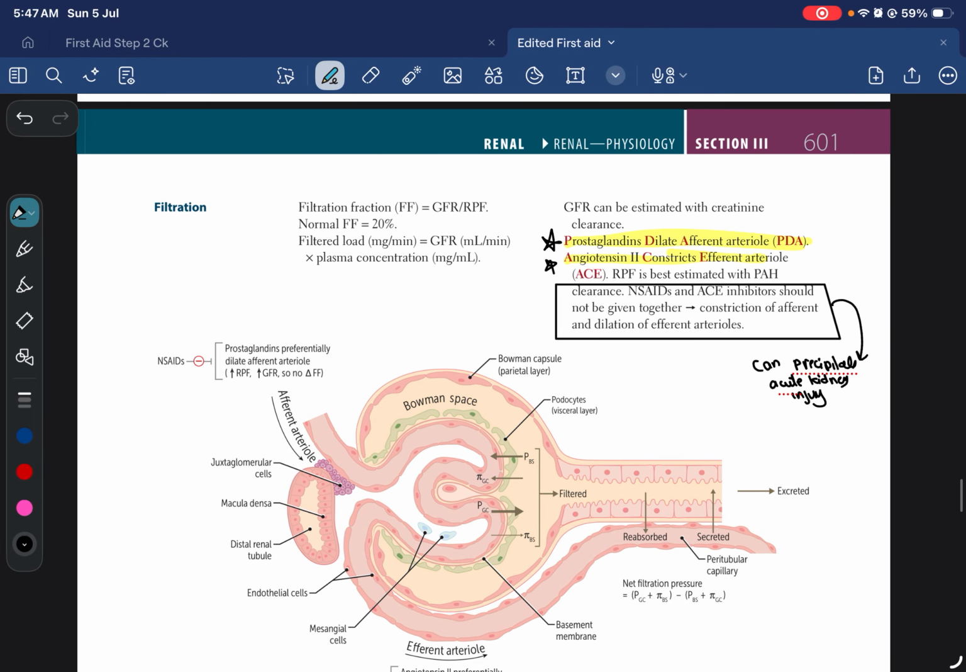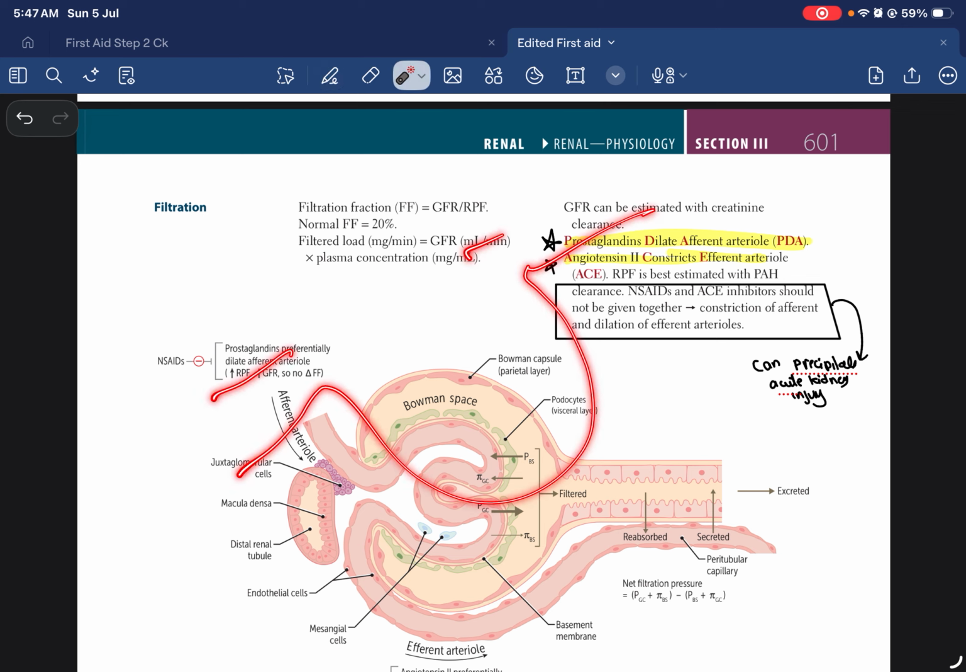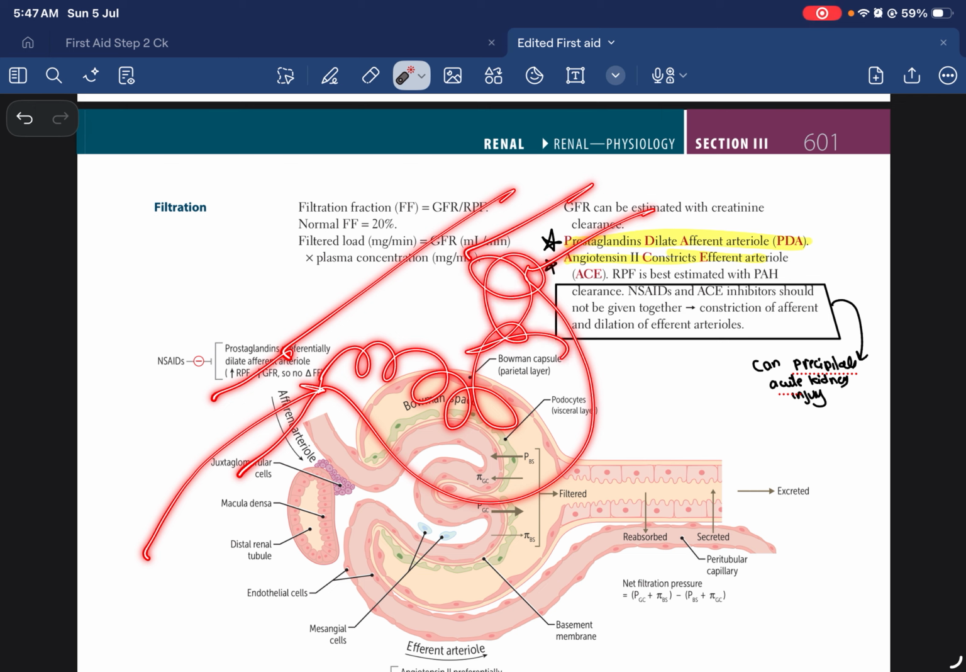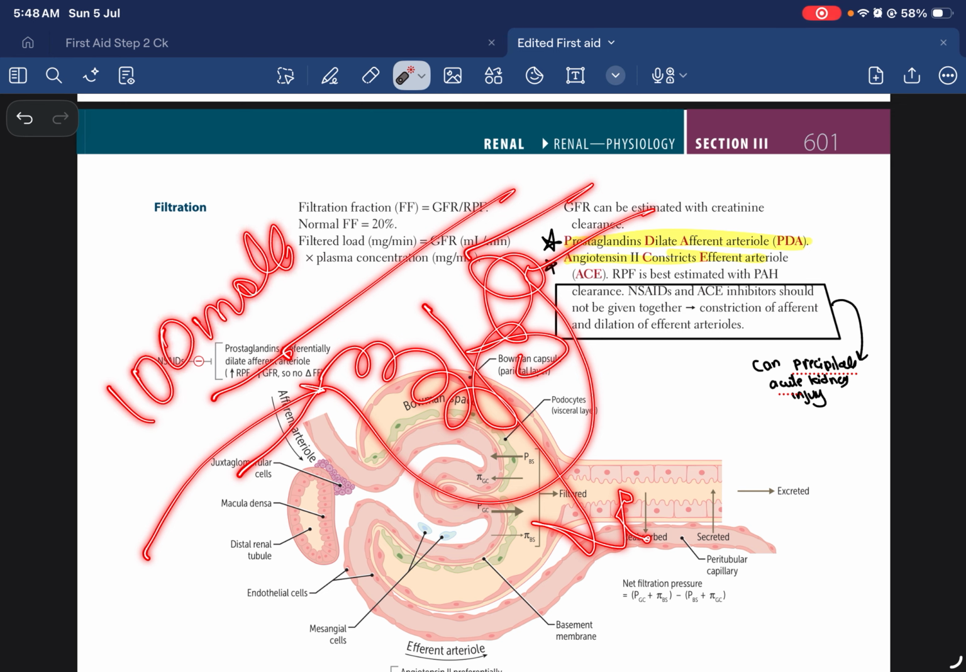Okay, so now we're going to be discussing filtration. As we all know, filtration is simply that content comes from the afferent arterioles into the glomerulus, hydrostatic pressure develops, and the content starts to filter. Now imagine, for example, you have 100 molecules coming in. Only 20 molecules would get filtered. That is your filtration fraction.